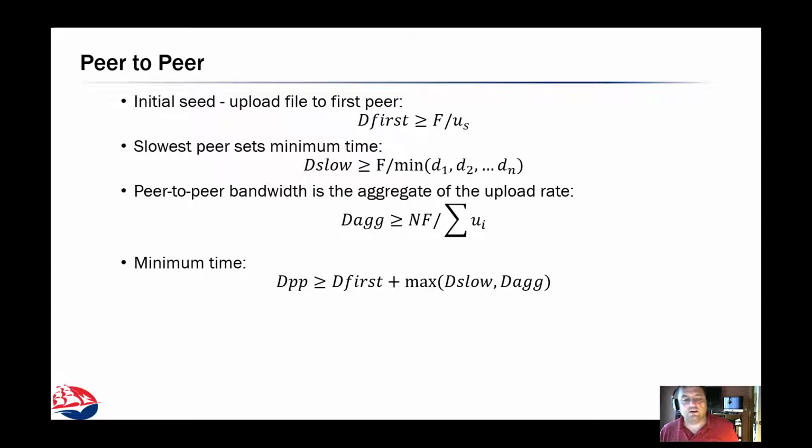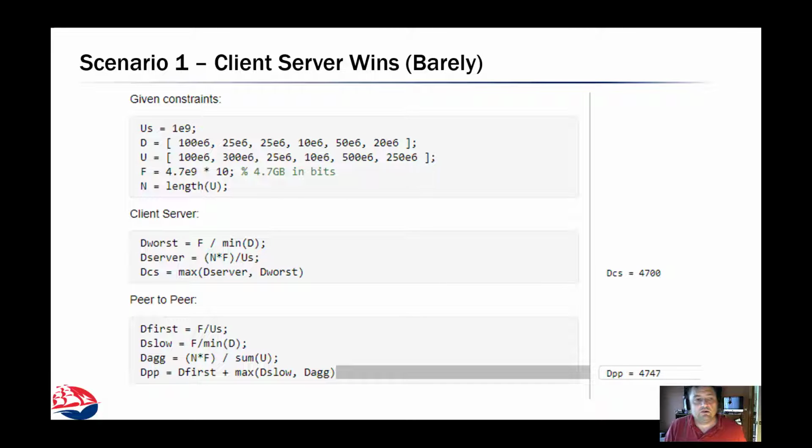And so this term takes into account bad upload, and this term takes into account bad download. All right, so what we can do is run some scenarios. In this first scenario, I've put in a number. Our server upload speed is a gigabit per second. That's 1 times 10 to the 9th.